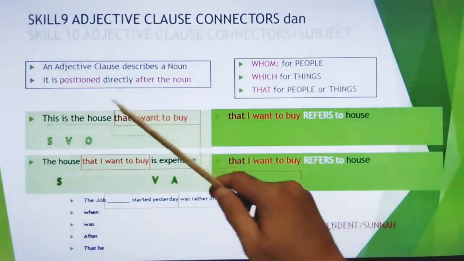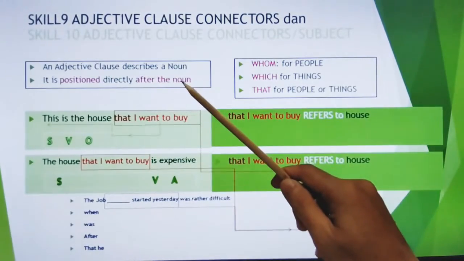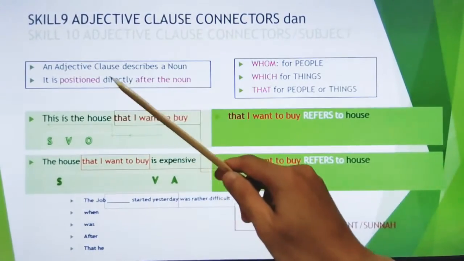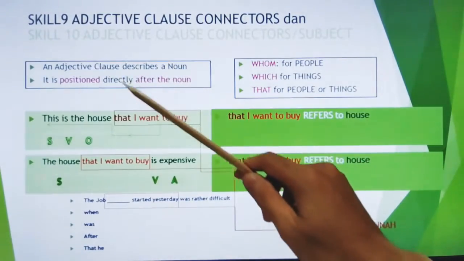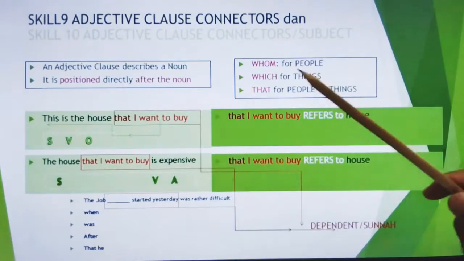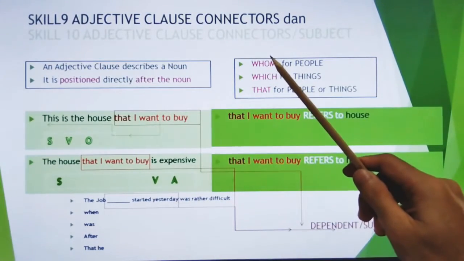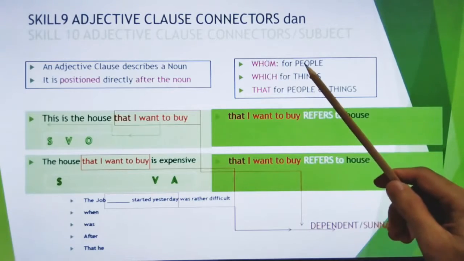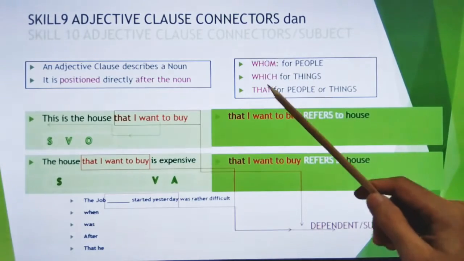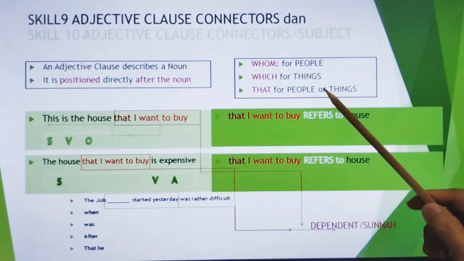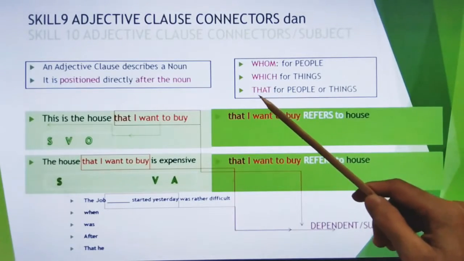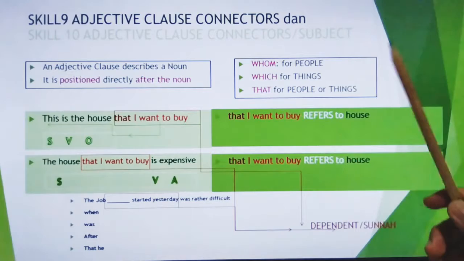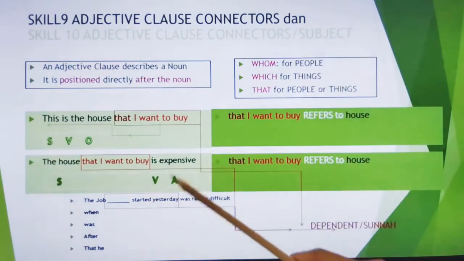So, this is the point. You have to pay attention to this one. The position is directly after the nouns, describing the noun. It should be followed with connectors such as whom for people, which for things, and that for people or things. To play safe, you have to use that in daily conversation.